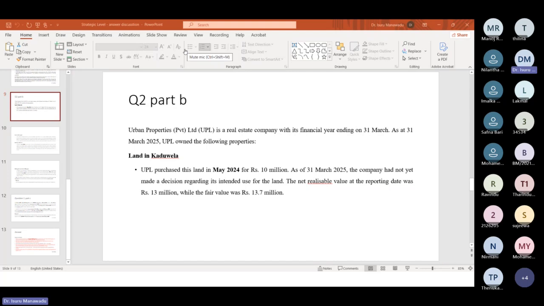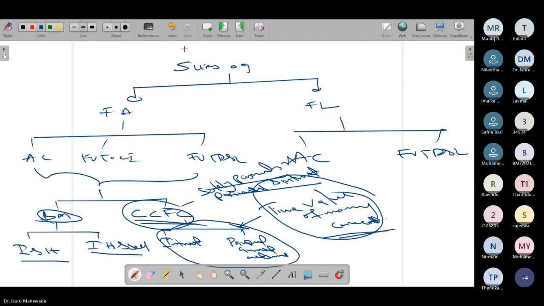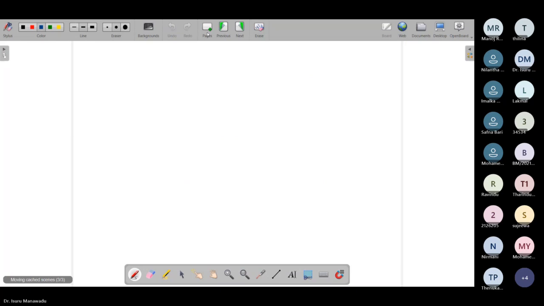Right, okay. Now we can discuss LKAS 40 investment properties. First I will give a small explanation on LKAS 40. Then you can recall what you have learned already.